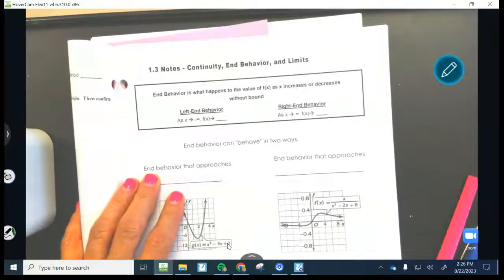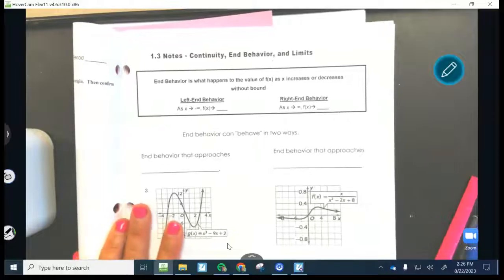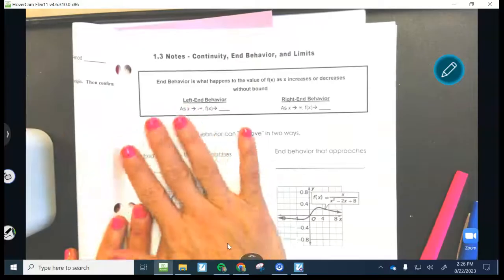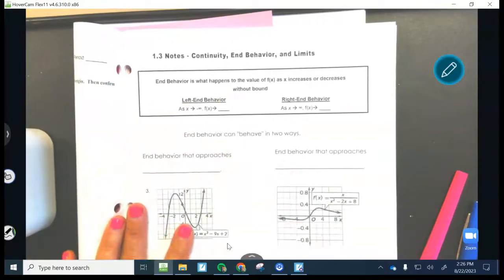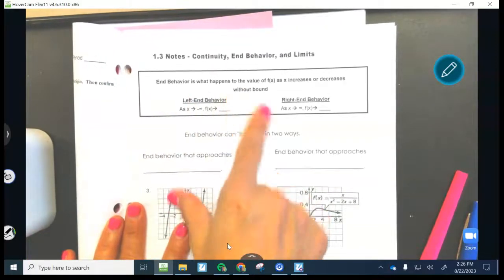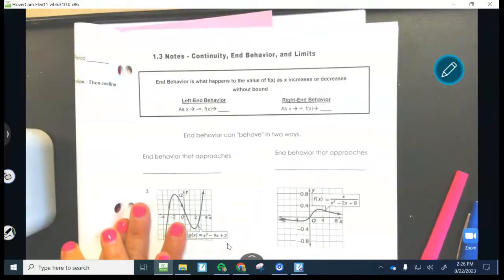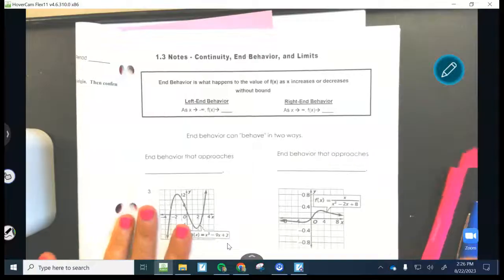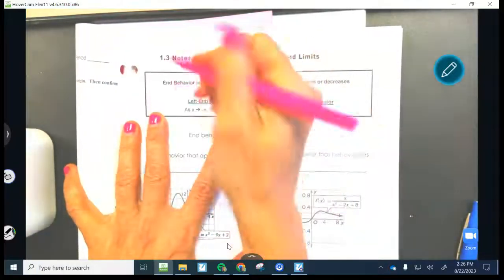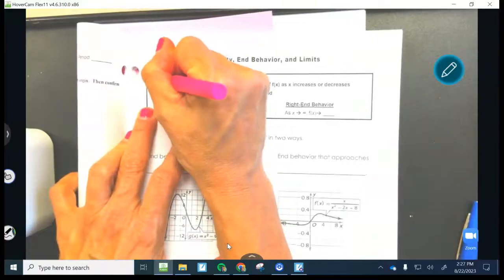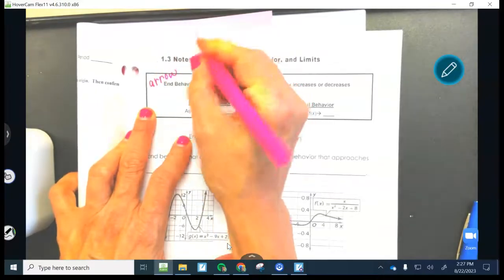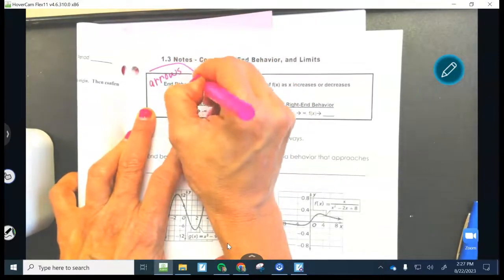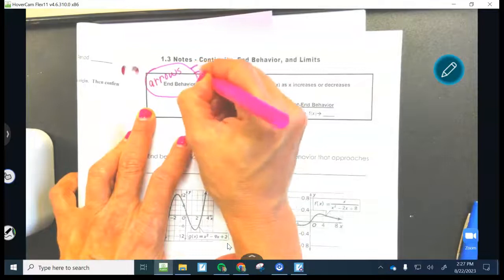Guys, about the arrows. The arrows are so important in the graph, and we don't really spend a lot of time on it. Okay, so end behavior just describes the arrows. End behavior is what happens to the value of f of x as x increases or decreases without a bound. Remind yourself that end behavior is always about the arrows on the graph.